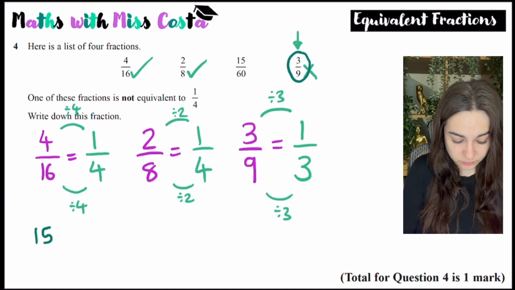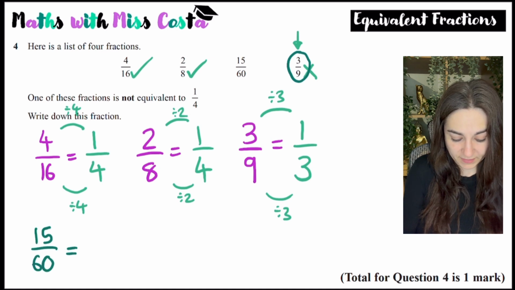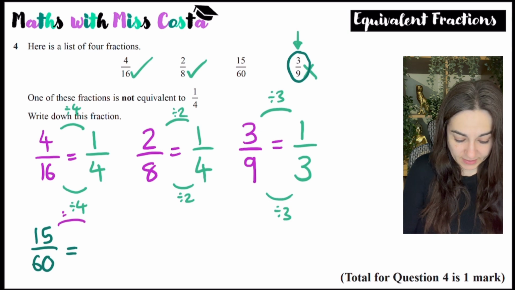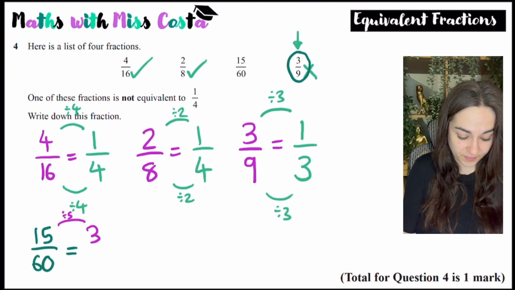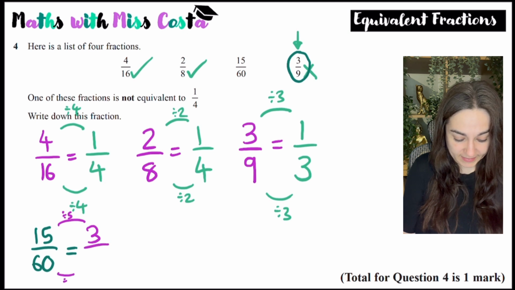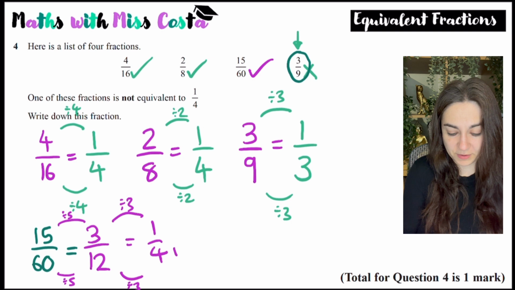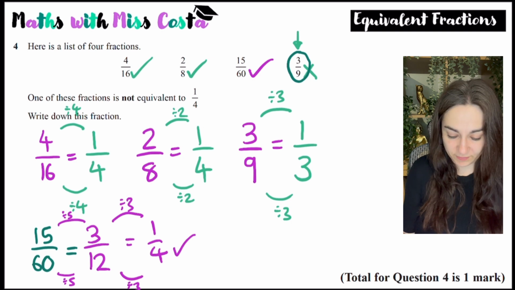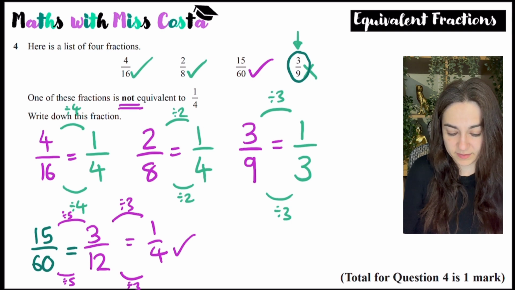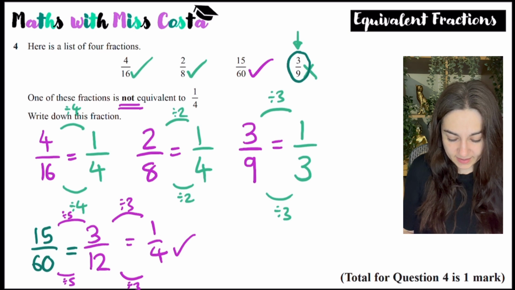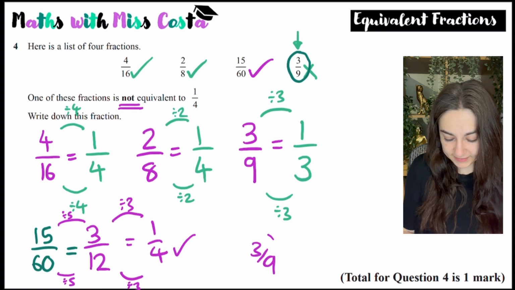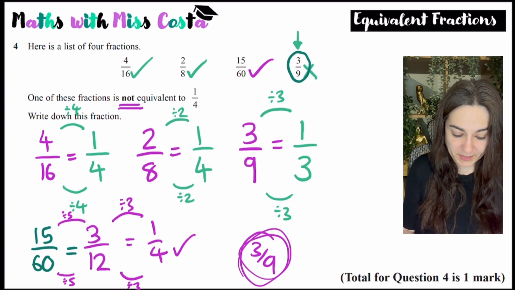If you wanted to be double sure, you could also do it with 15/60. So 15, let's divide it by 5. 15 divided by 5 is 3. And then 60 divided by 5 is 12. Then simplify it again, divide by 3, and you end up with a quarter. So you know that 15/60 is also equivalent. So the one that is not equivalent to a quarter is 3/9. So that's what my final answer would be.